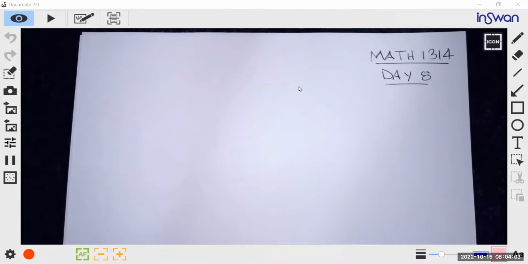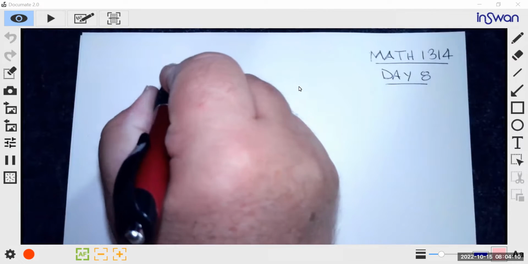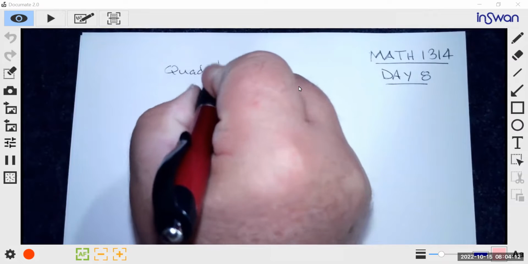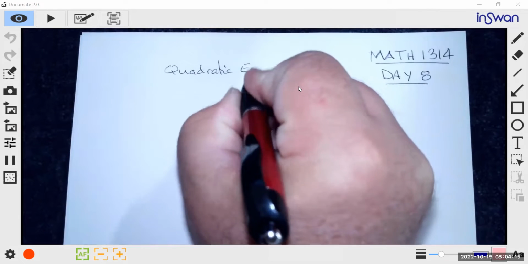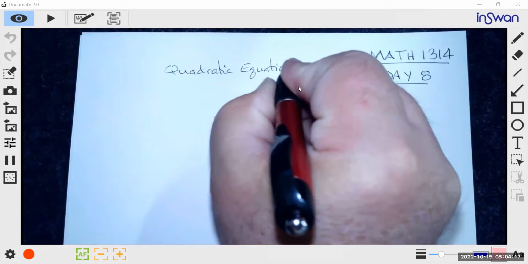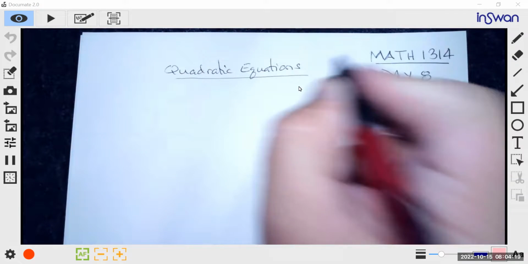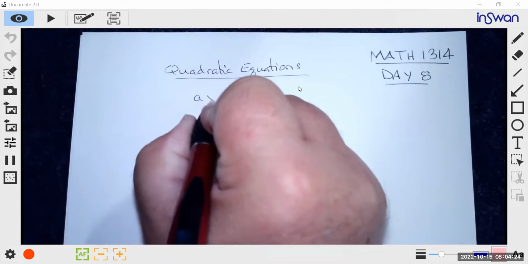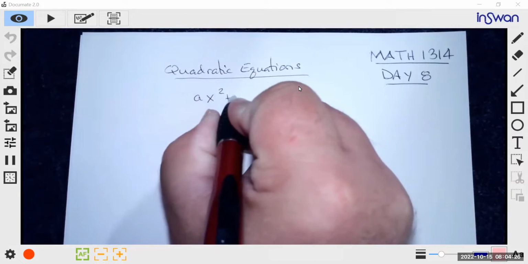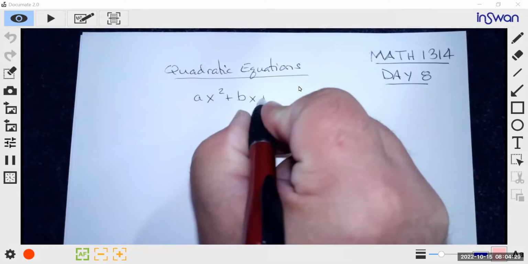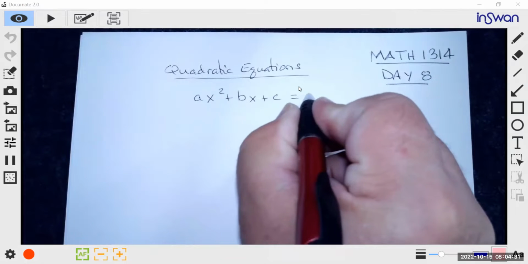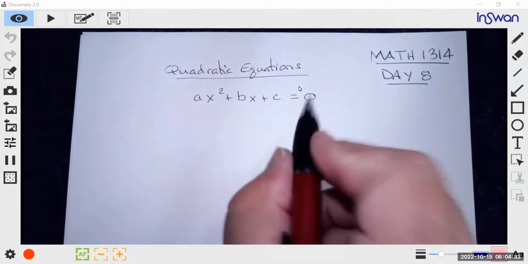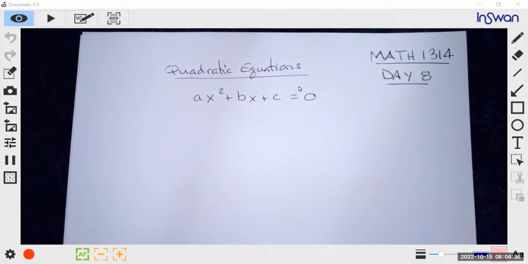All right. This whole chapter is devoted to quadratic equations and functions. A quadratic equation looks like this. That's a quadratic equation. It's set equal to 0.